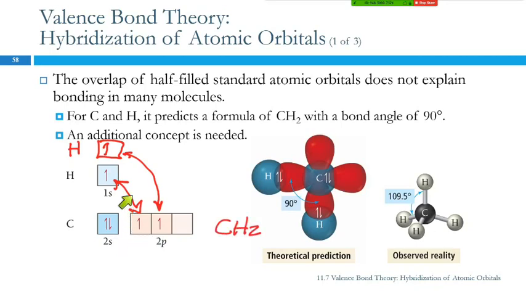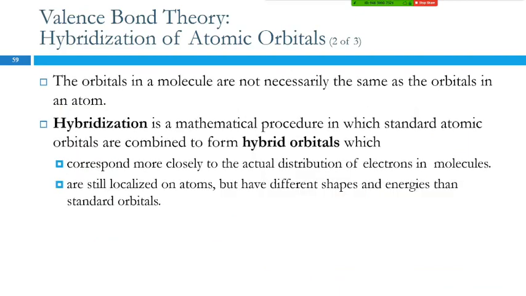Because we look at this and it's like, well, 2 hydrogens and 1 carbon, and that's all that can happen. But the reality is that it's actually CH4, and the bond angles are 109.5, not 90 degrees. So something's missing from this idea. So far, we've been assuming that when the orbitals overlap in a molecule, they remain unchanged, and that's not the case.